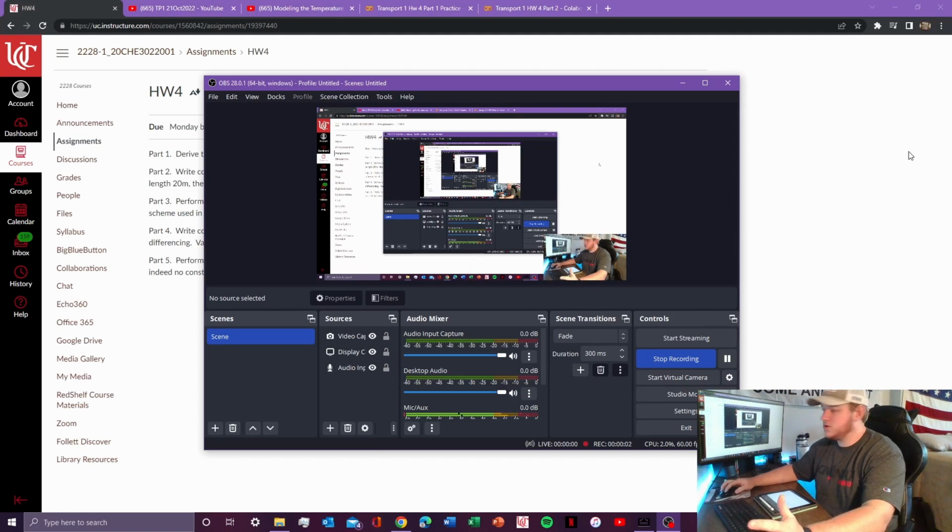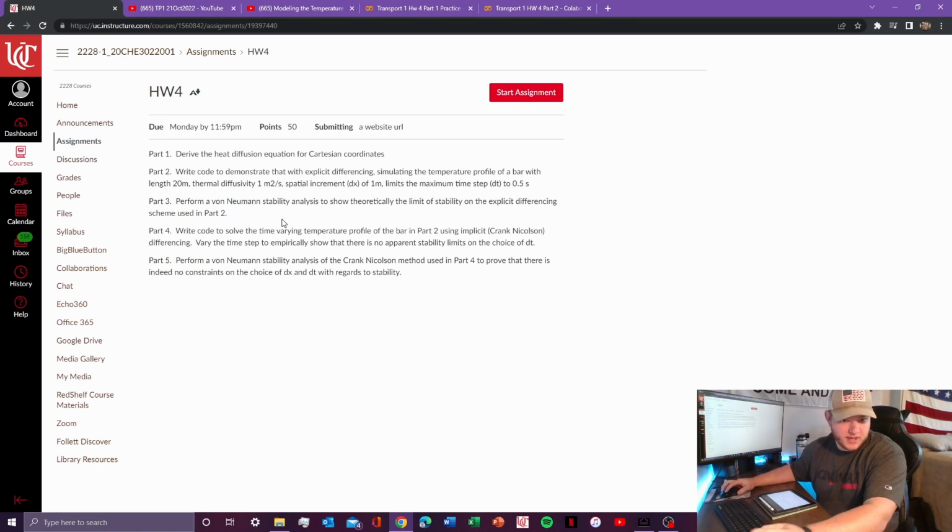All right, part two of homework 4. We are going to be writing code to demonstrate that with explicit differentiation, simulating the temperature profile of a bar with length 20 meters, thermal diffusivity 1 meter squared per second, and a spatial increment of 1 meter, that will limit the time step. We need to show that it will limit the time step to 0.5 seconds.